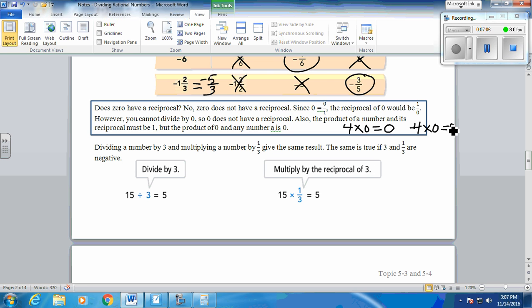Next it says dividing a number by 3 and multiplying a number by 1/3 give the same result. The same is true if 3 and 1/3 are negative. So what they're saying to you is that if you take 15 and divide it by 3, you get 5. If you also multiply the 15 by the reciprocal of 3, which is 1/3, you will also get 5, because if you put 15 over 1, you could cross-cancel and you get 5 and 1. That should look familiar to what you did last year.